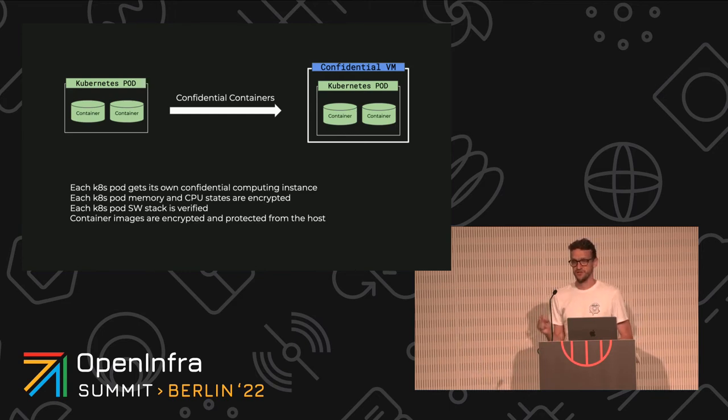So with confidential containers, we put the trust boundary at the pod level, not at the node level. So inside your Kubernetes node, you can run multiple confidential containers. They're all going to be protected through the same hardware confidential computing security layers. So that gives you very interesting security attributes per pod. Each pod's memory and CPU state is now encrypted and integrity verified. And you can run your pod and basically get a measurement and a verification of the entire software stack that's running inside your pod.